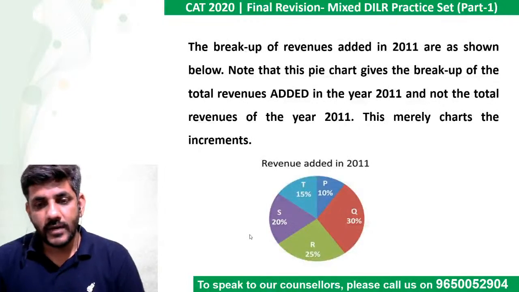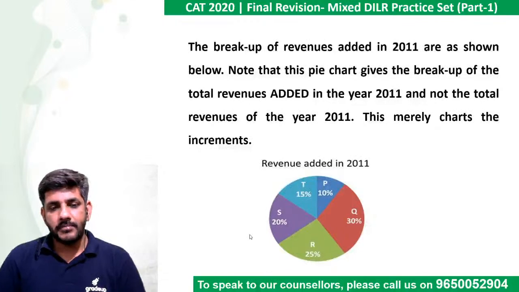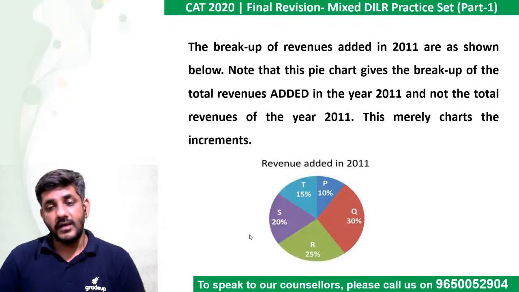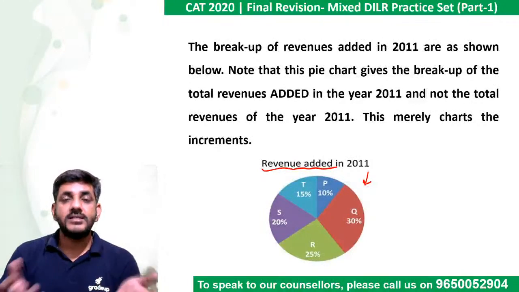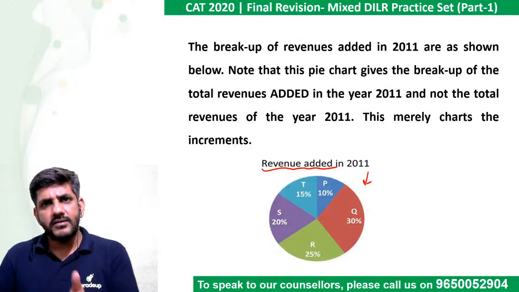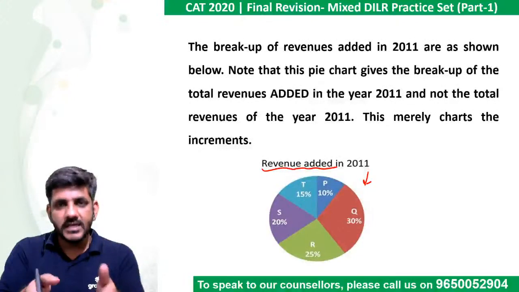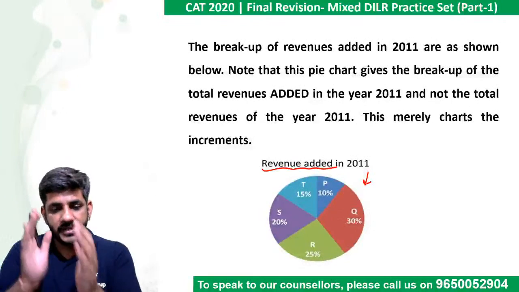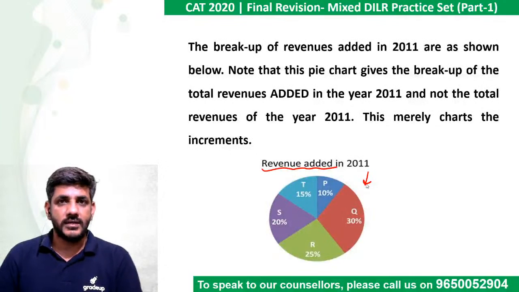The breakup of revenue added in 2011 are as shown below. Note that this pie chart gives the breakup of the total revenues added in the year 11 and not the revenue of 11. So revenue added का जो है ये breakup है. That means what is revenue added? 2010 में revenue we know 1000 crores. Let us say 2011 में it is 1500 crores. So what is addition? 500 crores. This percentage breakup is of that revenue added. That means उस 500 crores में P कितना था, Q कितना था, R कितना था, S कितना था, T कितना था. This is what is mentioned over here.